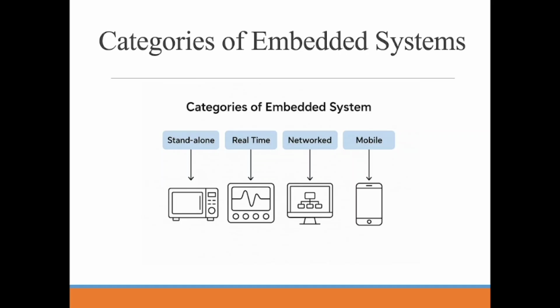And we have networked embedded systems. In networked embedded systems, multiple devices are connected together to perform a specific task. The example of a networked embedded system is a home automation system. And we have mobile embedded systems, where we have a separate embedded system for a specific application, for example our mobile phone.